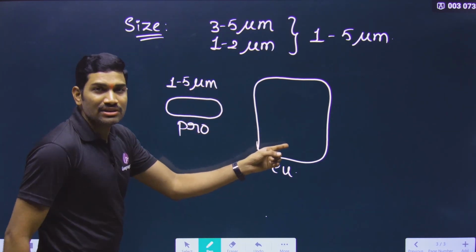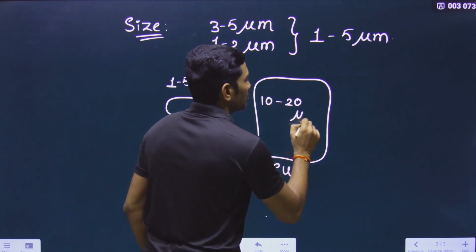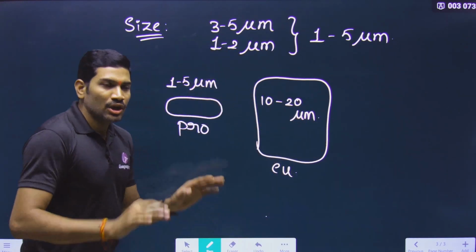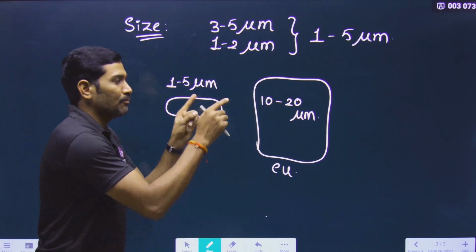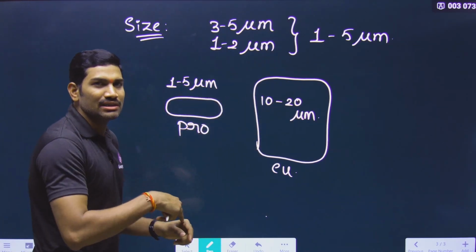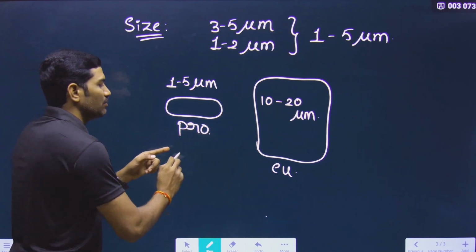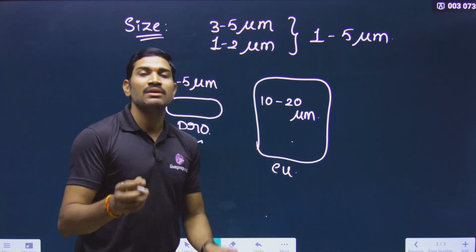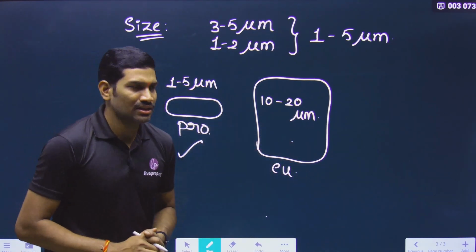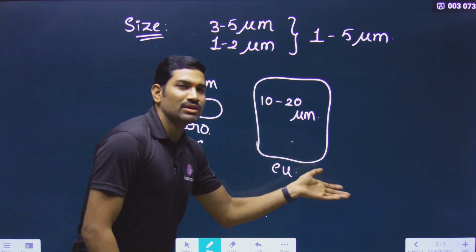And what is the average size we studied for eukaryotic cell? It is between 10 to 20 micrometers. Yes or no? Now, based on these values, we already studied these values. Now you just tell me which one is smaller, which one is larger. So definitely you can say that prokaryotes are generally smaller than eukaryotic cells. This was the sentence given in NCERT. So prokaryotic cells are generally smaller than eukaryotic cells.